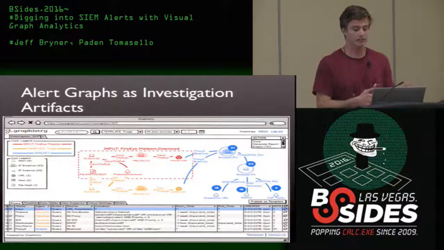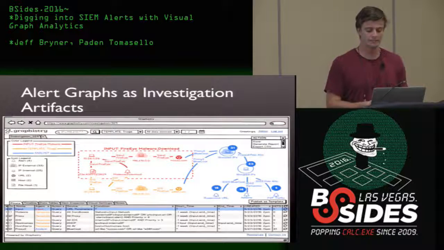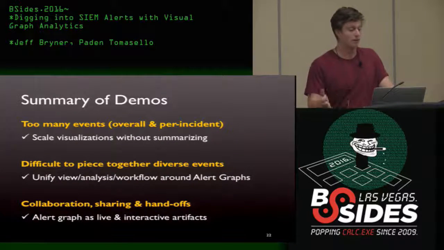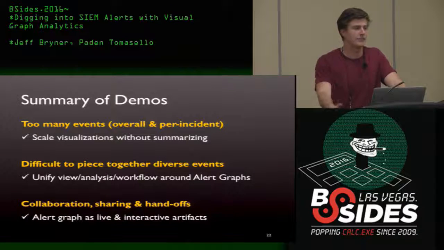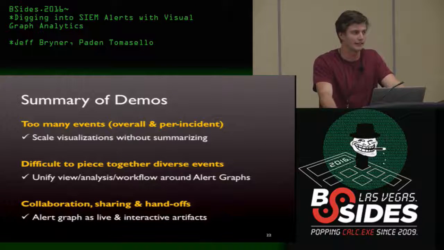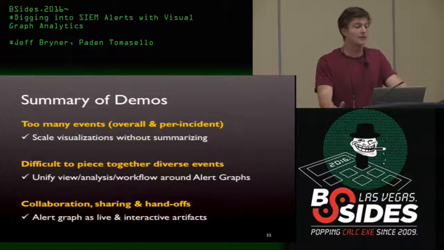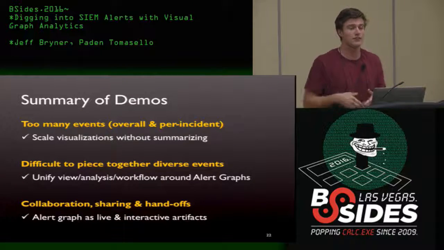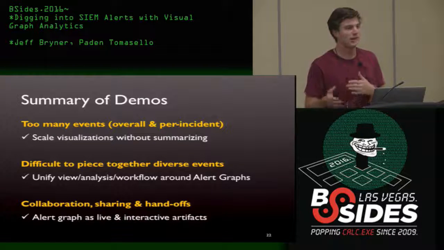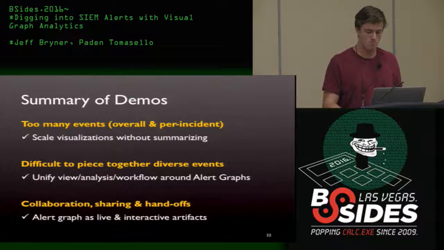And when the investigation is complete, the workbook should contain all the relevant data and can be used as a report of the incident. So, summary of the demos. We're currently dealing with too many events, and we need a way to scale visualizations without just summarizing the data, and graphs are really good at this. It's difficult to piece together different and diverse events, and so this concept of the alert graph can help unify views, analysis, and workflows. And lastly, collaboration, sharing, and hand-off is difficult, but these alert graphs can provide a common language between analysts of different areas of expertise.